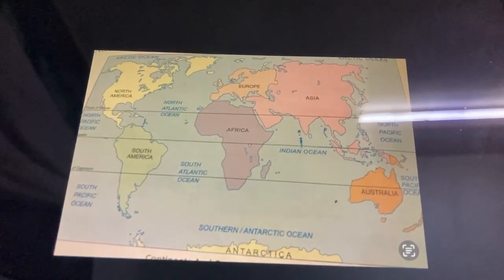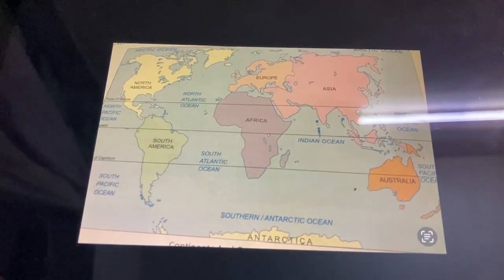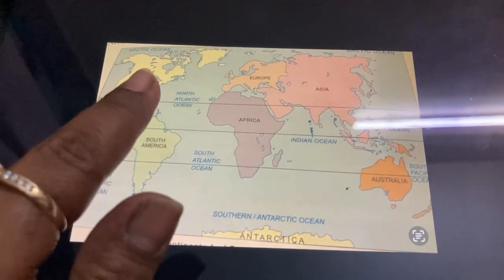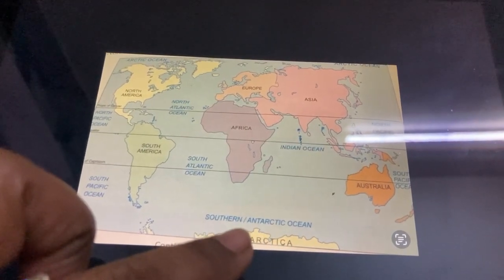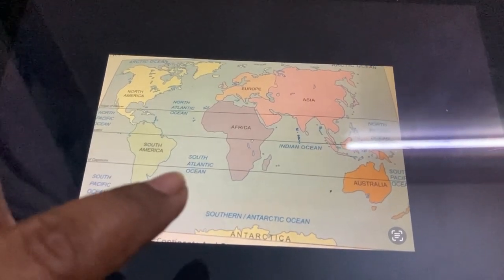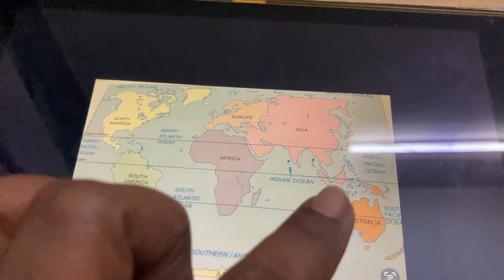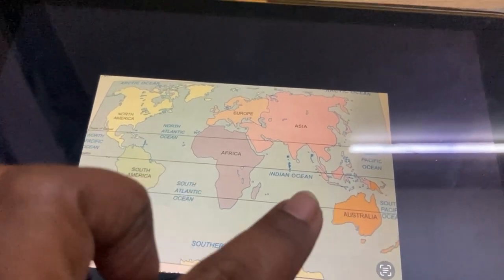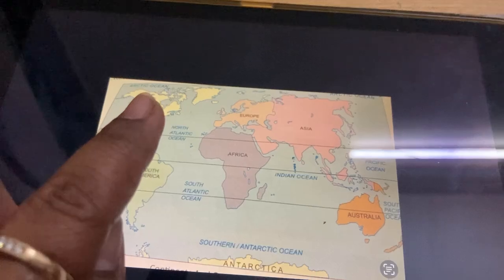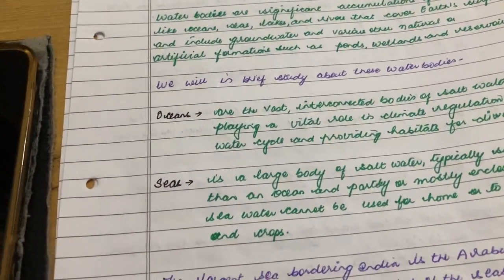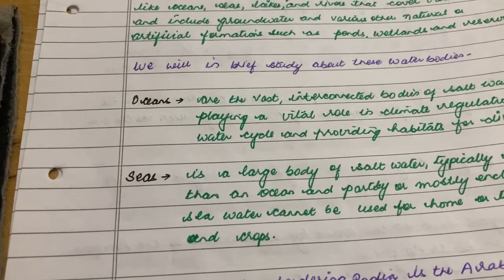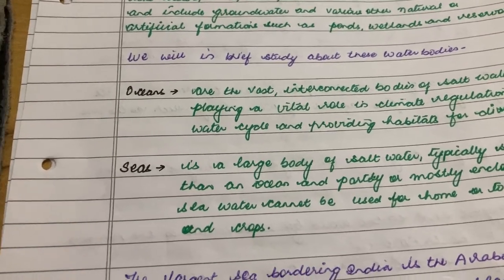And in this particular map, you will be able to locate all. So here is the Pacific Ocean. Then you have the Indian Ocean, Antarctic Ocean. Then you have the Atlantic Ocean. And here you have all these oceans, and then above you have the Arctic Ocean. Yes. So now we'll understand about the seas.